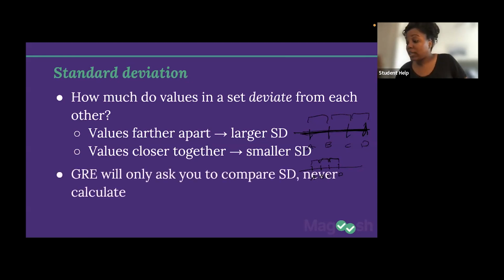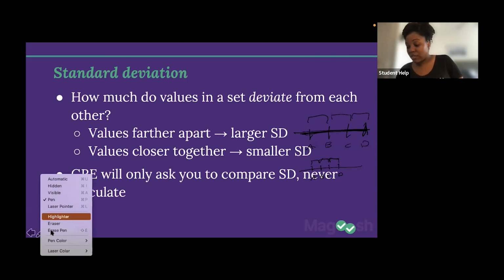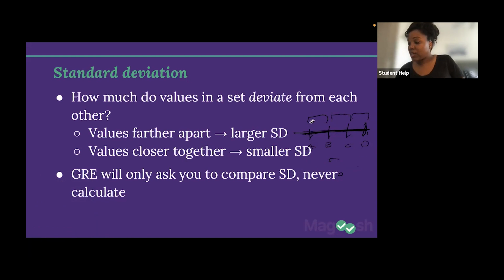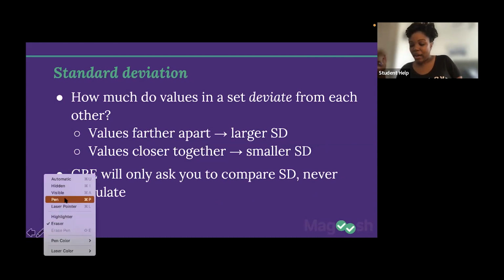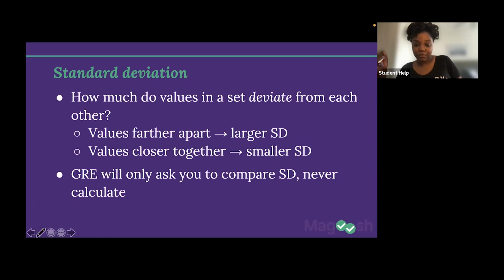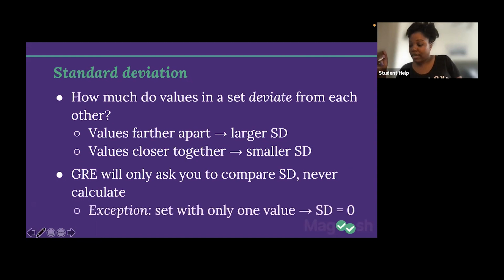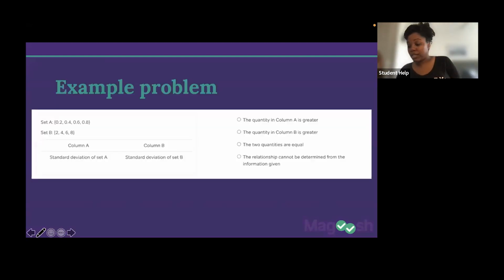The GRE will, thank gosh, only ask you to compare standard deviation. It's never going to ask you to calculate it. So what that means is it's going to give you maybe two sets of values and ask which has the bigger standard deviation or something of that nature. So rest assured that you won't have to pull out your handy dandy statistics class notebook and brush up on how to actually calculate standard deviation. The only exception is if there's a set with only one value, then there is no standard deviation because there's nothing to compare it to. So it will be 0.